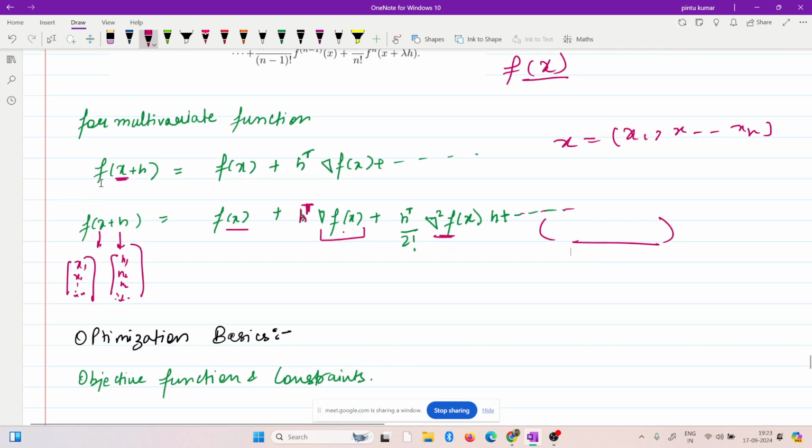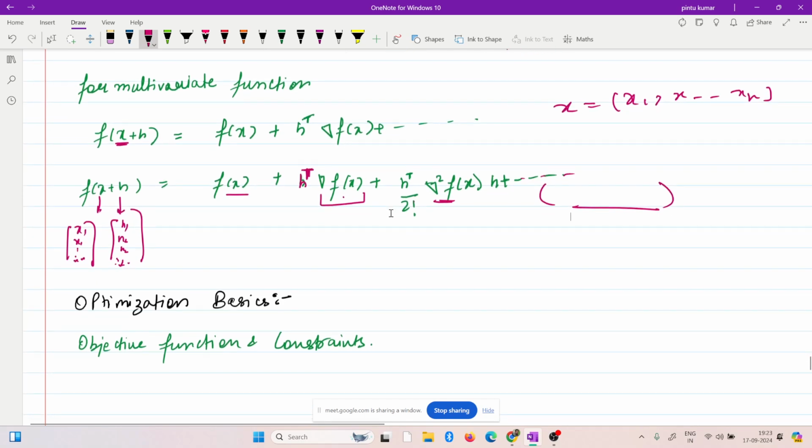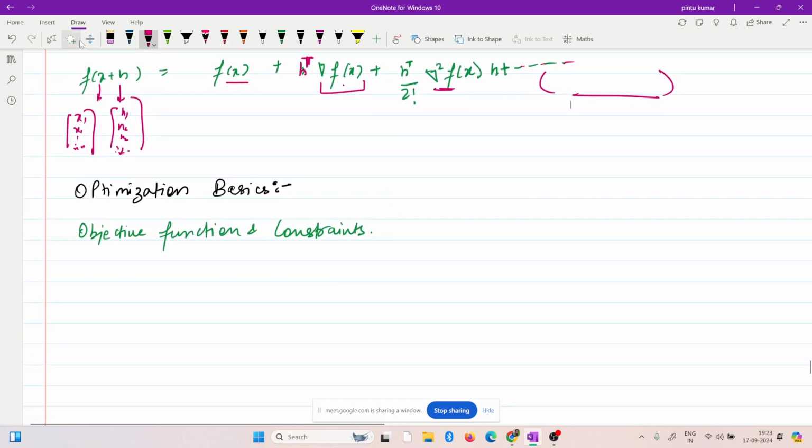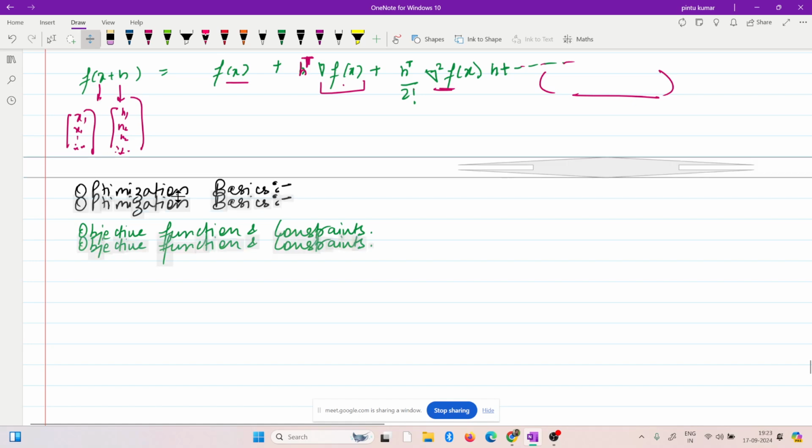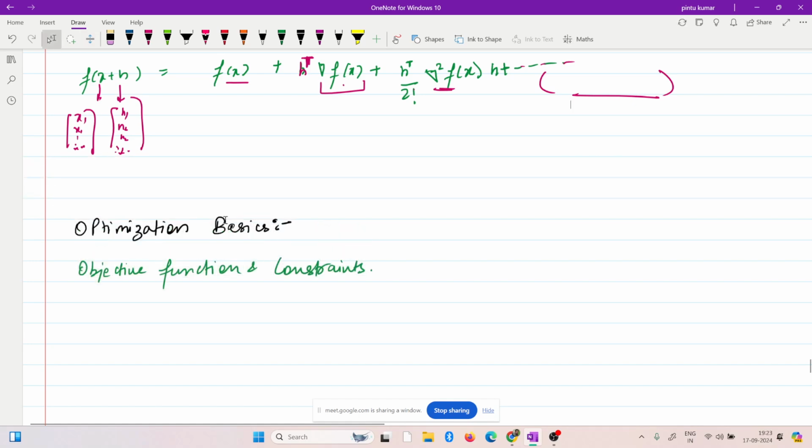So this is your multivariate Taylor series expansion. Okay. Any doubt till this point? Then we will now cover some basics of optimization. In the next session, we will have a more detailed discussion on optimization. Today, we'll just touch upon some basics of optimization. If you have any doubt, you can ask, please.